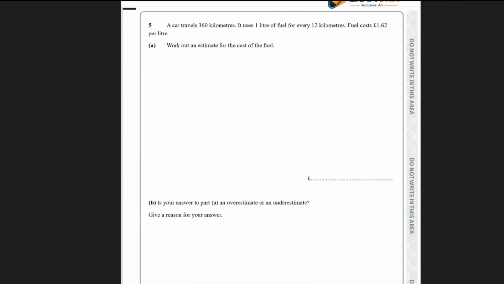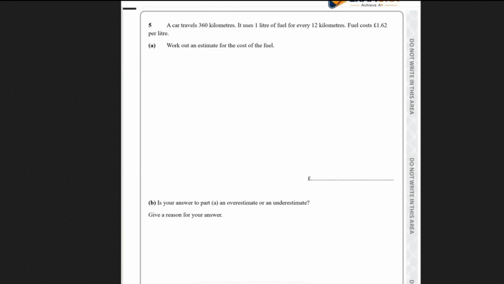In this question, a car travels 360 kilometers. It uses 1 liter of oil for every 12 kilometers. Fuel costs £1.62 per liter. Work out an estimate for the cost of the fuel here.